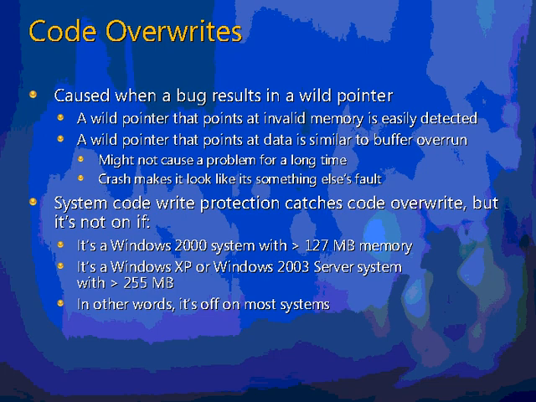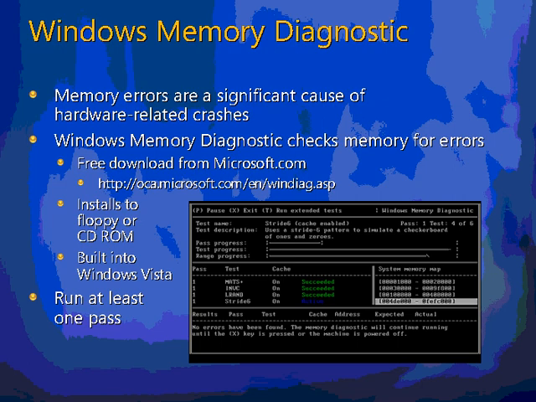So the tool that I mentioned is the Windows Memory Diagnostic. Worth running that at any point in the crash analysis process to see if maybe it's a memory problem, especially if you're getting memory corruption or crashes all over the place. It's a free download from the OCA website. Here's the URL. But if you go search for Windows Memory Diagnostic on Microsoft.com, you'll find it.